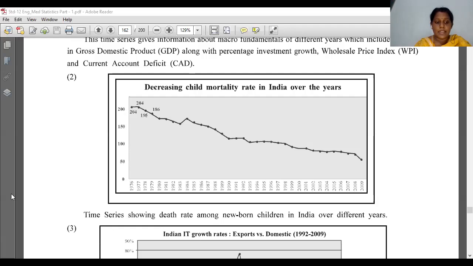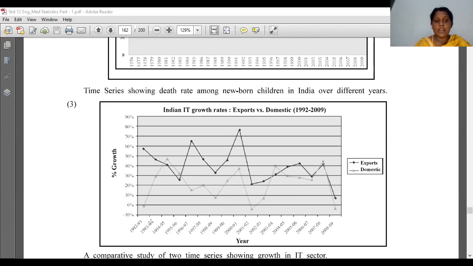Okay, then next is the time series showing the death rate among newborn children in India over different years. So the variation comes like this. See these ups and downs. Sometimes it reduces, here it reduced, then it increased, then it reduced, then it increased.